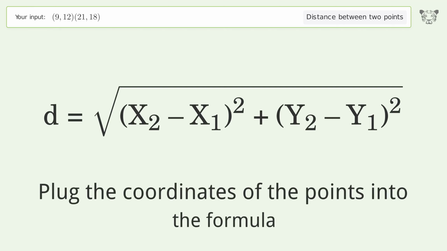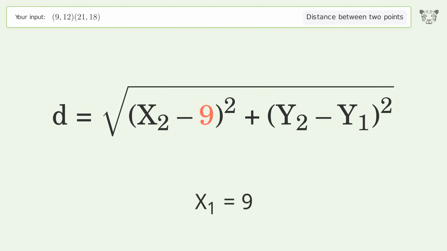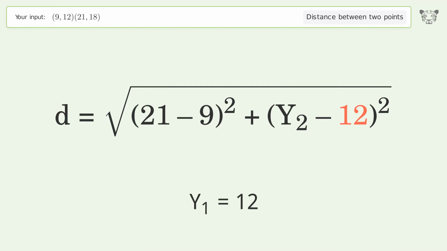Plug the coordinates of the points into the formula. x1 equals 9. x2 equals 21. y1 equals 12. y2 equals 18.